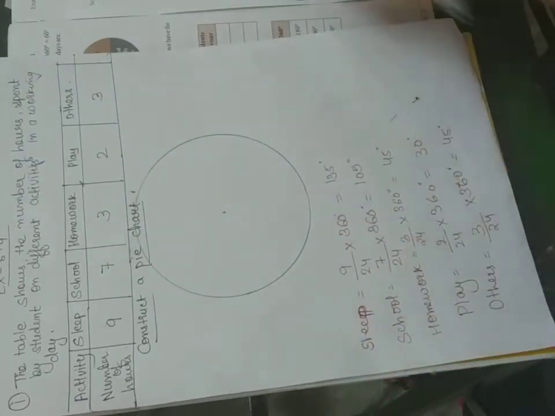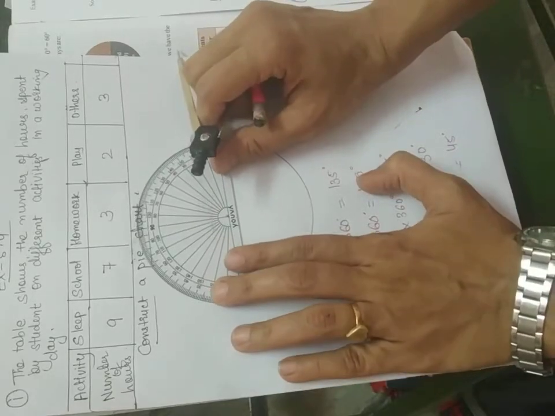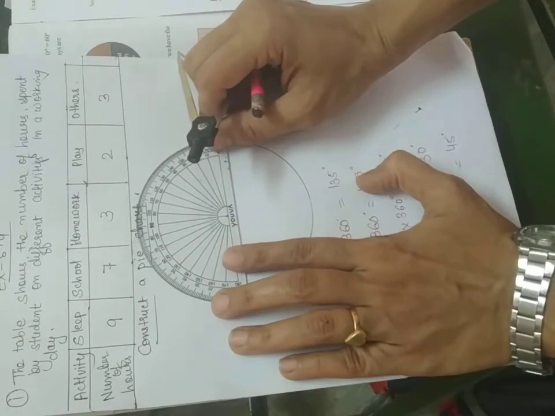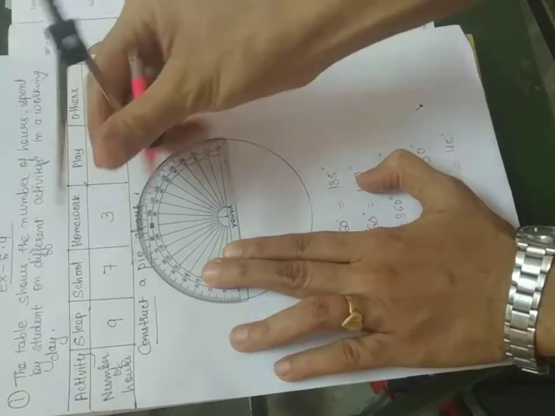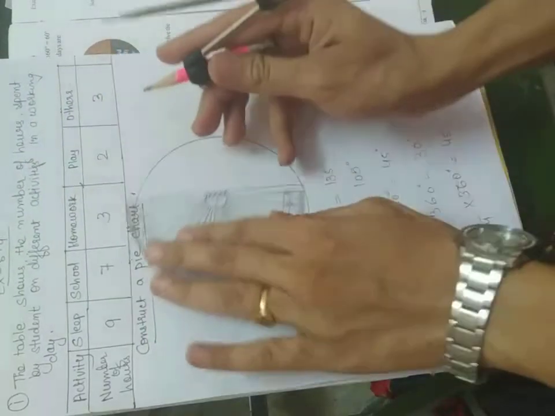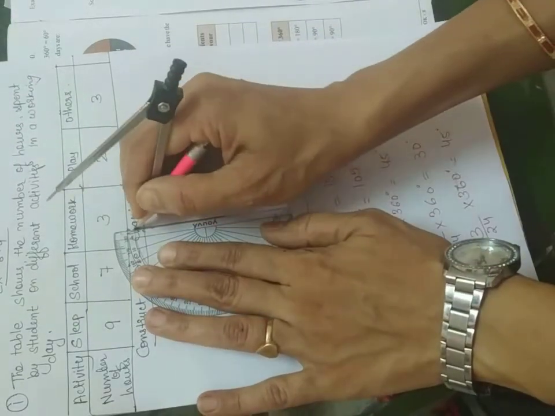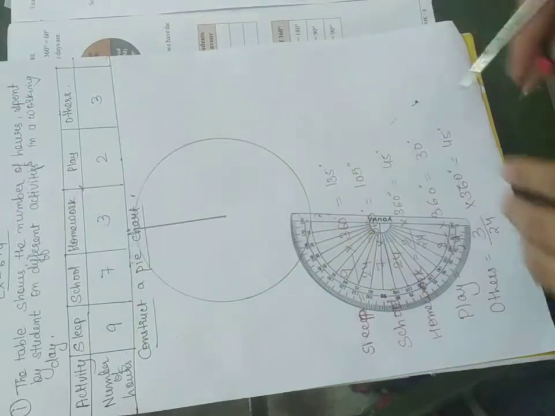First of all, you have to put your protractor at the center point, and you have to make a 90 degree angle. Okay, so I'll make a 90 degree angle here, straight up. Okay, we have made the 90 degree angle. Okay, so first work is done.